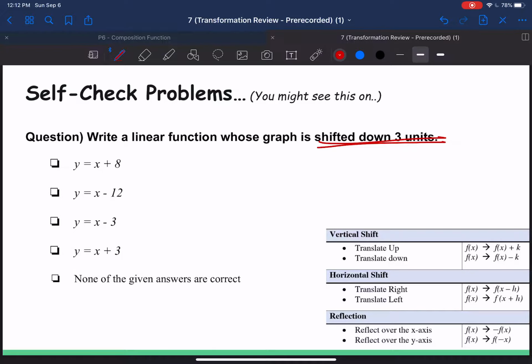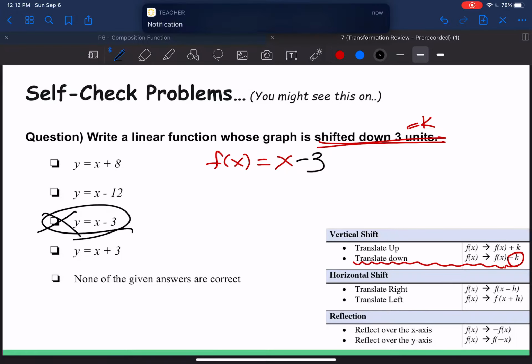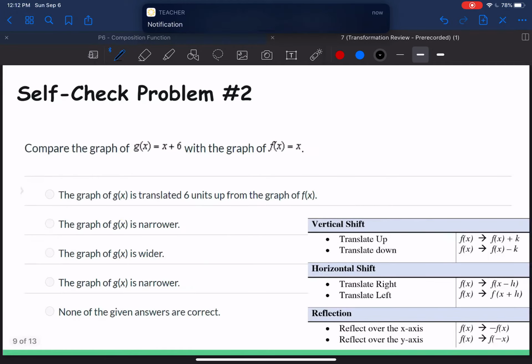I go to the table. Translate down means I'm subtracting some number. This is my k, by the way. So if my parent function was x, if I go down by 3 units, it will be just x minus 3. Boom. Second one: compare the graph of g of x equals x plus 6 with the graph of f of x equals x.